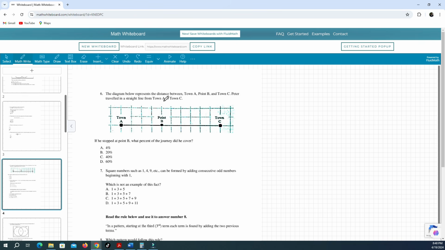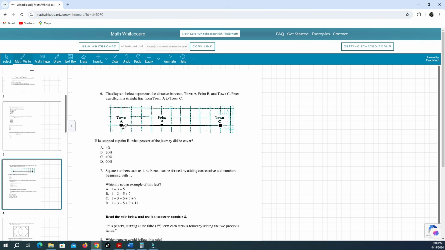The diagram below represents the distance between town A, point B, and town C. Peter traveled in a straight line from town A to C. So here's Peter at town A and he traveled to town C. But what is the question? If he stopped at point B, what percentage of the journey did he cover?